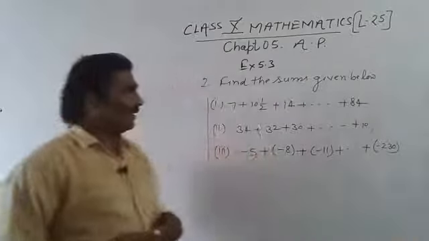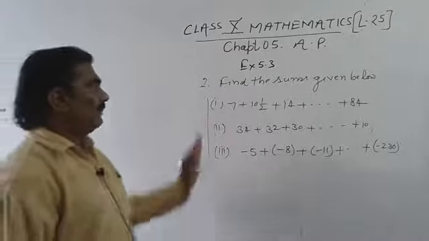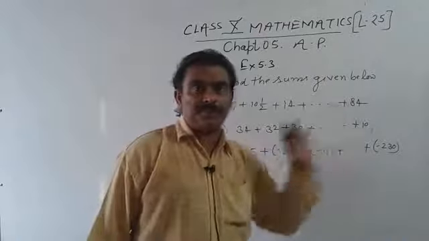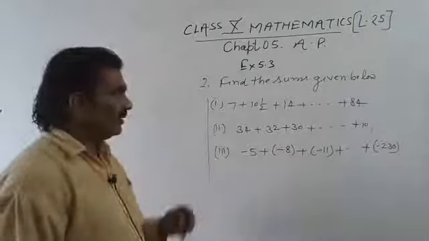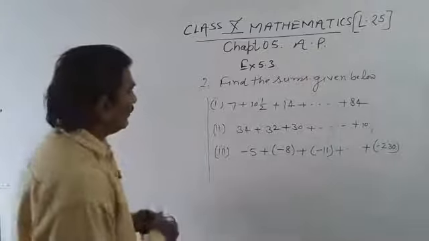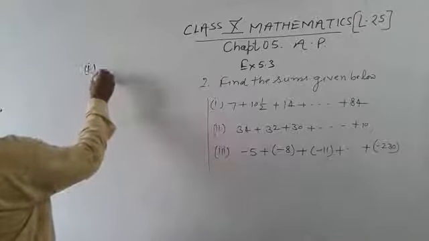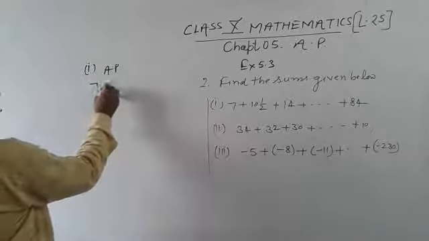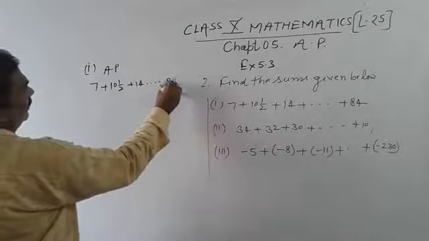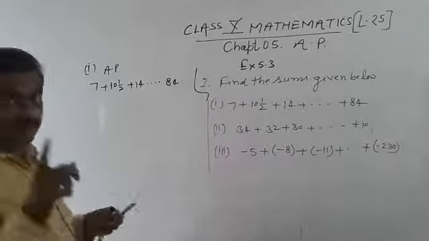So students, here we have the second question of 5.3. In this question, an AP is given and we have to find the sum of the AP, but the number of terms is unknown. So first of all we have the AP 7, 10 1/2, 14, up to 84. So with the help of this AP we have to find the number of terms.